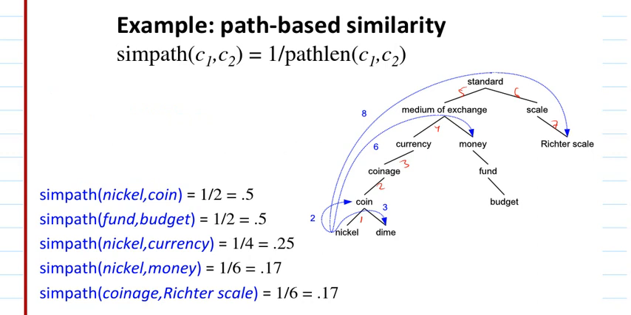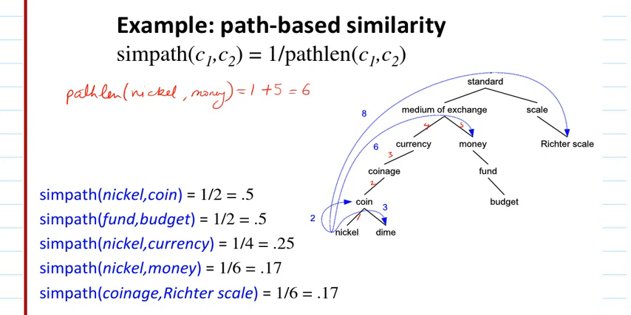So the path length between nickel and richter scale, or let's take some other one, between nickel and currency, nickel and money, is equal to 1 plus, so what is the number of edges? 1, 2, 3, 4, 5, right? So 1 plus 5, which is 6.